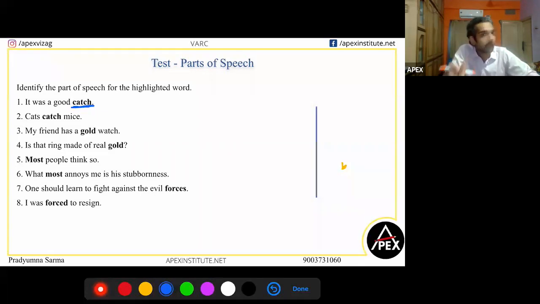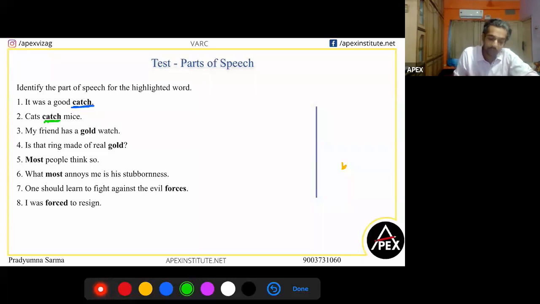Okay? There's a difference. For example, look at your second question. Cats catch mice. Now, when I'm telling you cats catch mice, over there also the name of that action is only catching. But here, that word or that action is only highlighted. In the previous one, the word that we highlighted, we are only giving a name to that action. Okay? So in the second sentence, this catch will be a what? Verb.